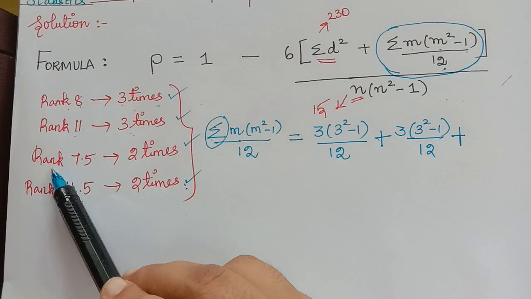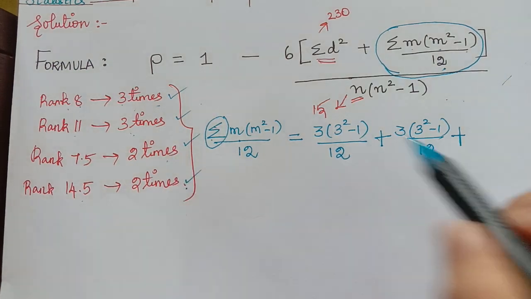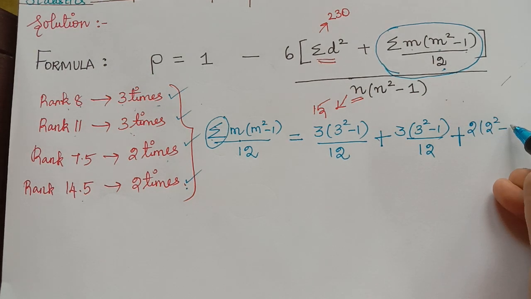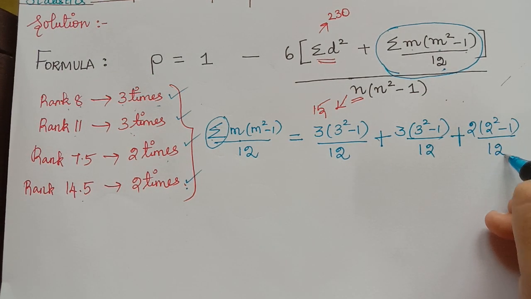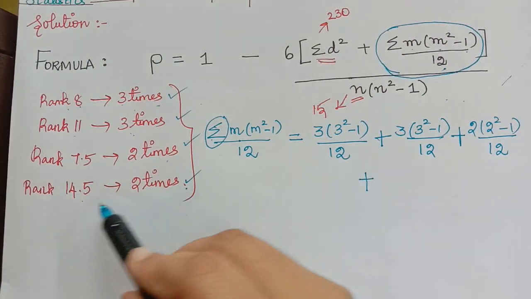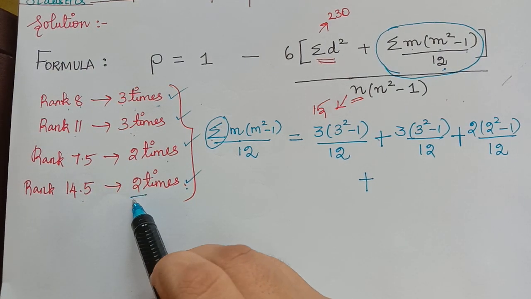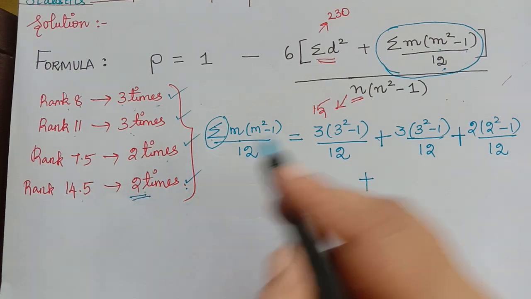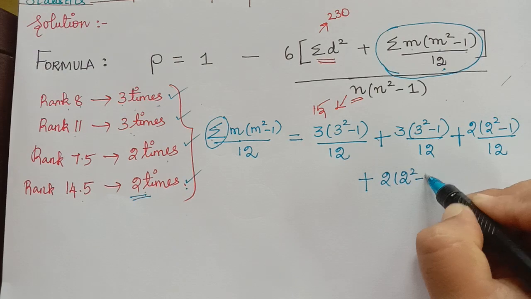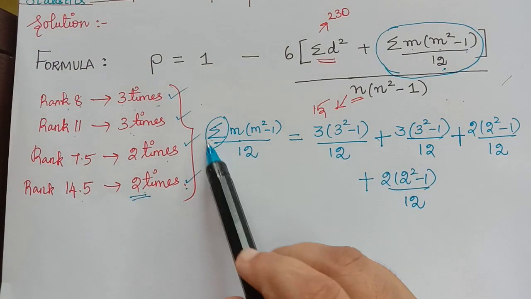What is the next repeated rank? 7.5. How many times is it repeated? 2 times. So m takes the value 2 now. So 2 multiplied with 2 square minus 1 divided by 12. And we have one more value also, so we should put a plus. And the last value is 14.5. How many times is this rank repeated? 2 times. So m takes the value 2 again for this rank. And so 2 into 2 squared minus 1 divided by 12. Because of this reason only we have a summation here.